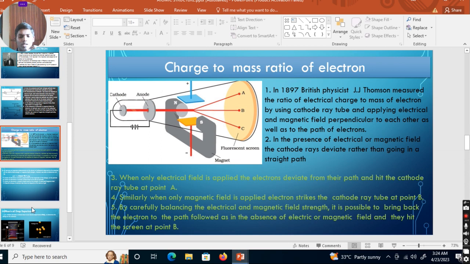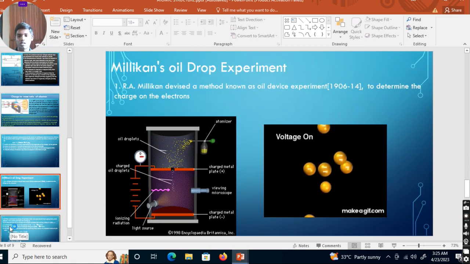Now let us discuss another scientist's experiment who determined the charge of the electron. Millikan's oil drop experiment. He determined the charge of the electron. R.A. Millikan devised a method known as the oil drop experiment to determine the charge of the electron.